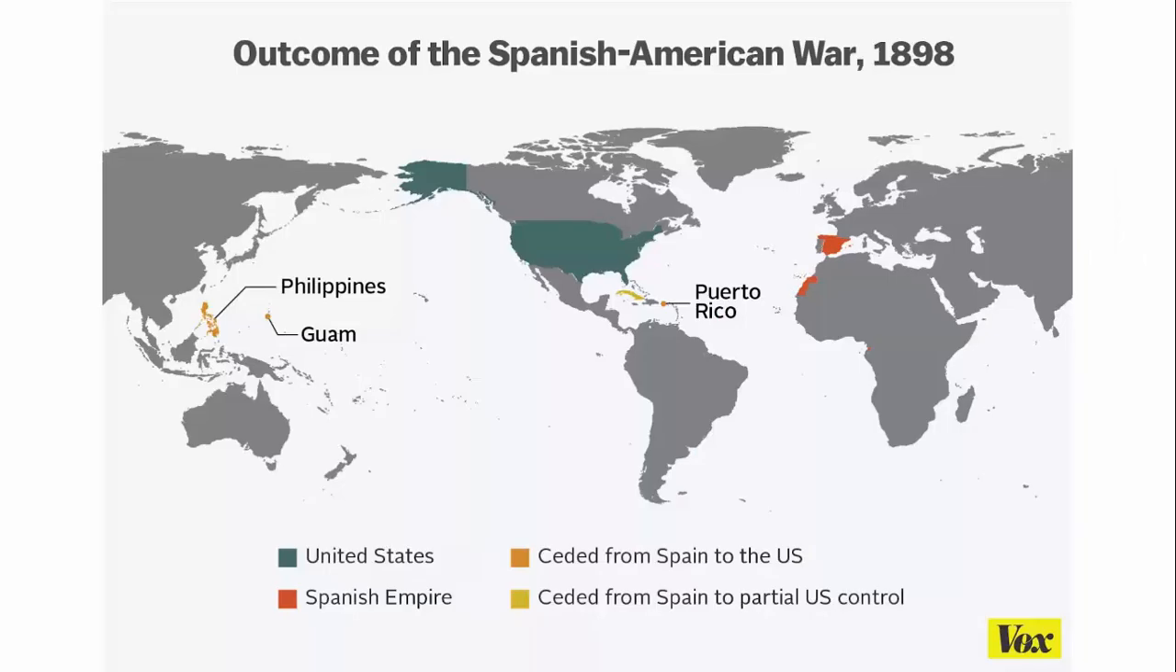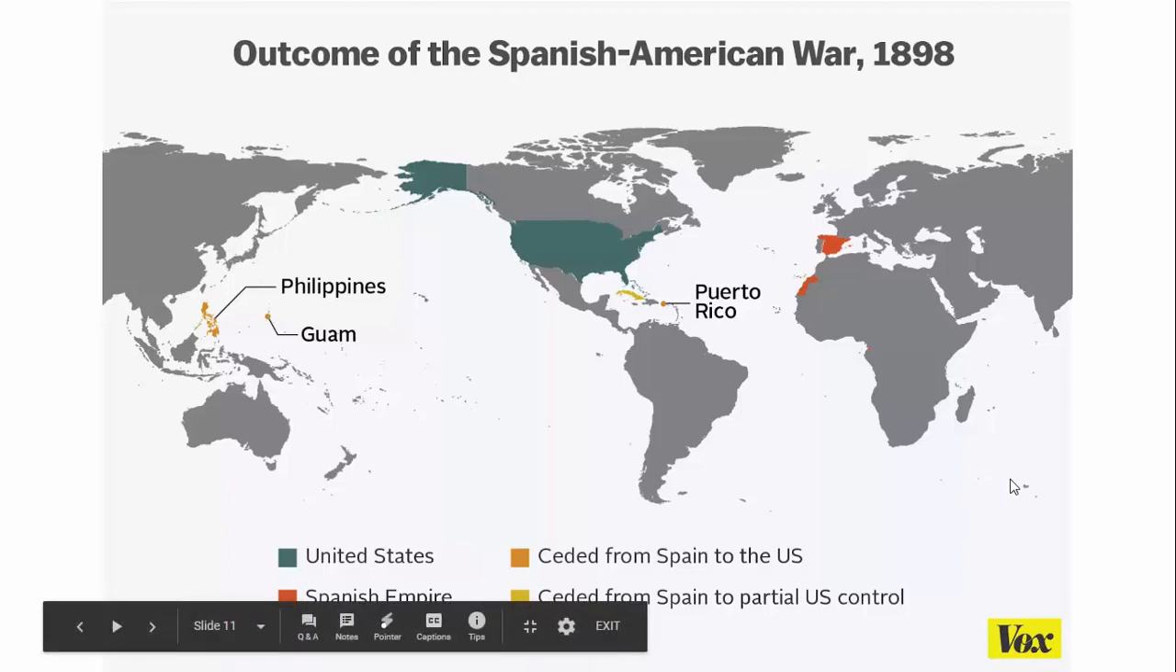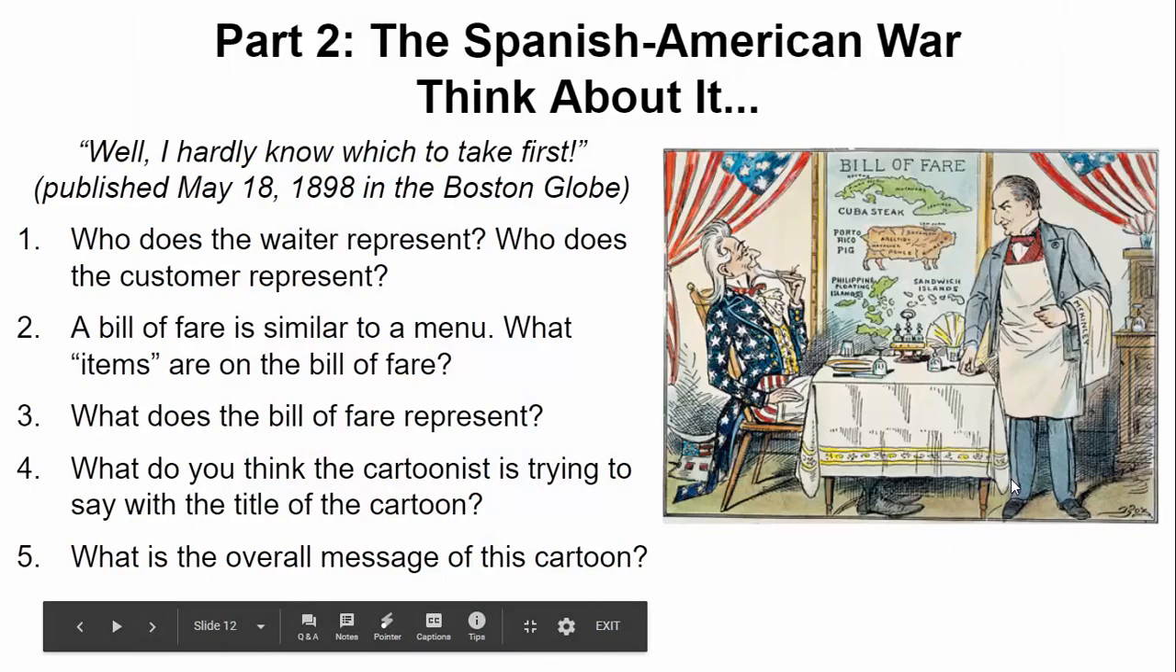All right, so here we see the outcome of the Spanish-American War and the Philippine-American War. And this basically is that the United States now has an empire. So Cuba is a protectorate, Puerto Rico and Guam are a territory, and the Philippines are also a territory. All right, so that is it for our notes, but we do have a think about it today.